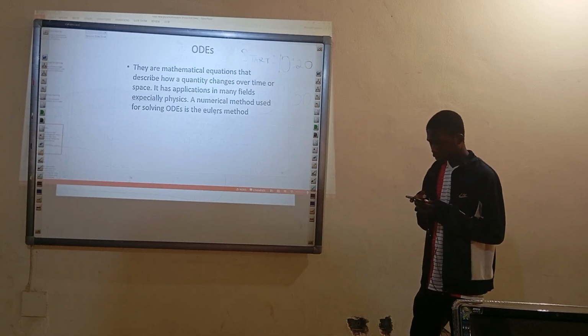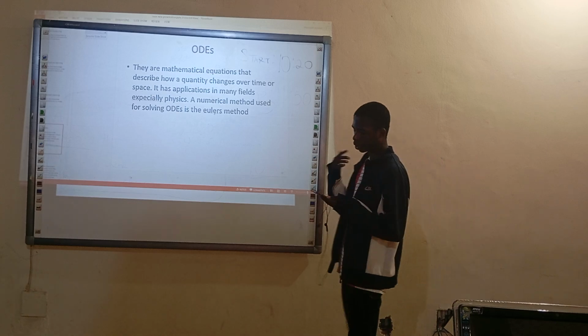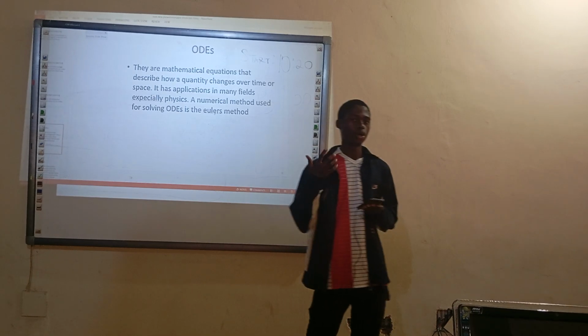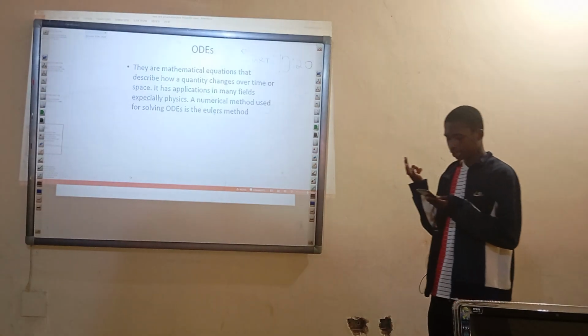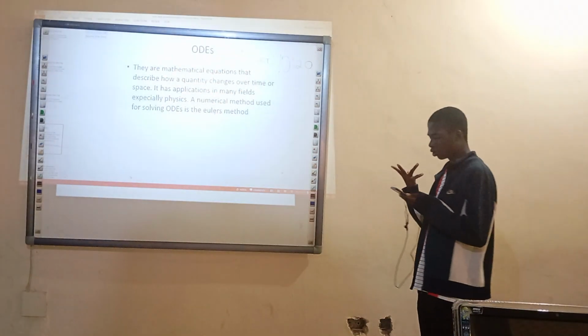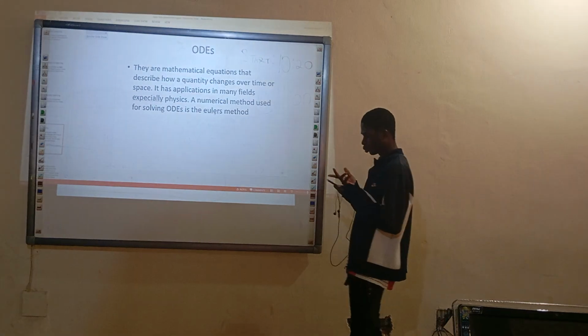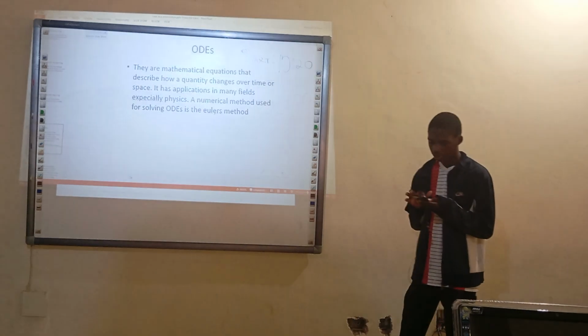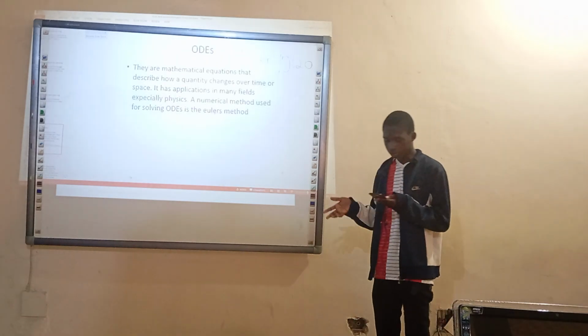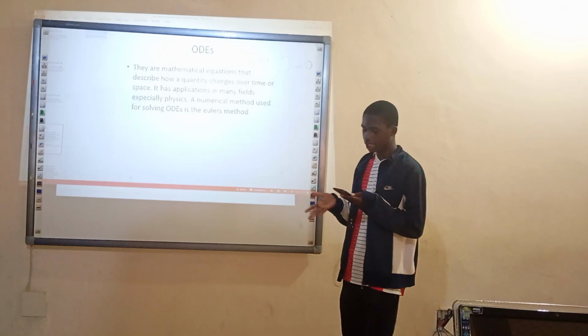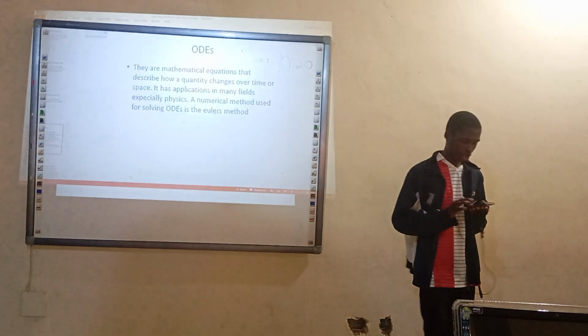Okay, so there are differential equations that describe how a quantity changes over time or space. Now, what are the key characteristics? It is ordinary, that is, all these involve ordinary derivatives as opposed to partial derivatives. They describe how one quantity changes over another, and then there's an equation that relates the derivative of a quantity to the other.